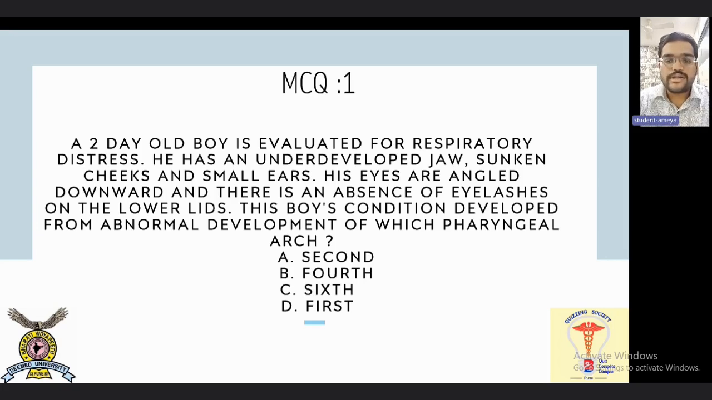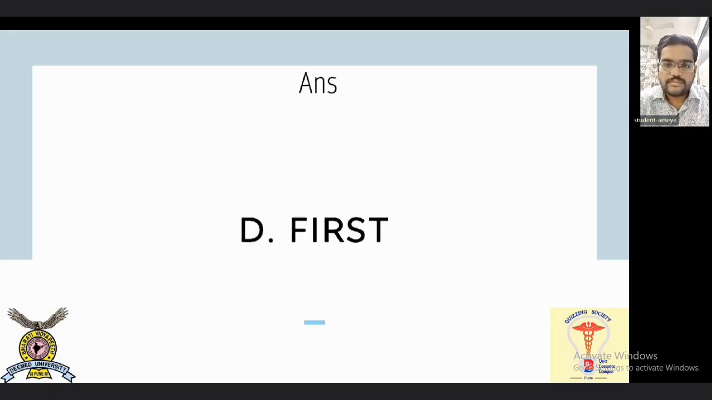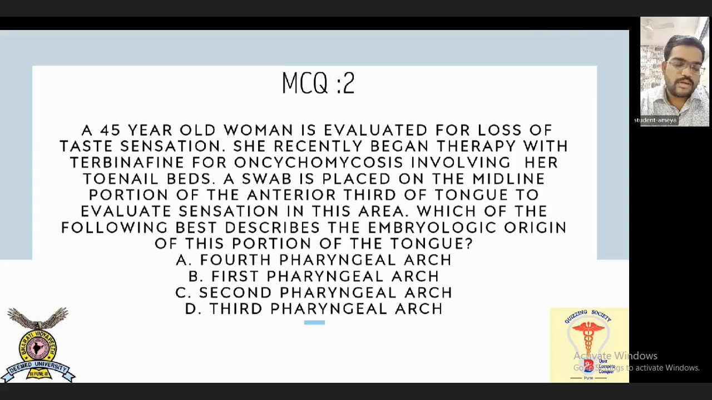If you remember Treacher-Collins syndrome, let me briefly review it for you in 10 to 15 seconds. It is a first arch syndrome which was discovered by Edward Treacher-Collins in 1900, an autosomal dominant condition which occurs due to the mutation of TCOF1 gene and presents with the following clinical features. So the answer to this question is D, first. Moving on to the next question.